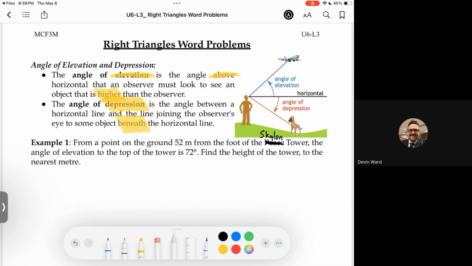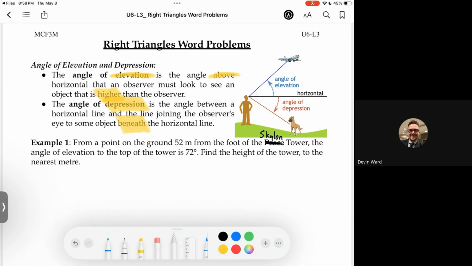Okay, so in this case, I have a dog on the ground below the person. So we have a line that goes straight out from the eye, and then the angle of depression goes from that horizontal line down to the dog this way. Okay. So whenever we have these kinds of word problems, it's easier to draw a little diagram first, and then we can go from there.